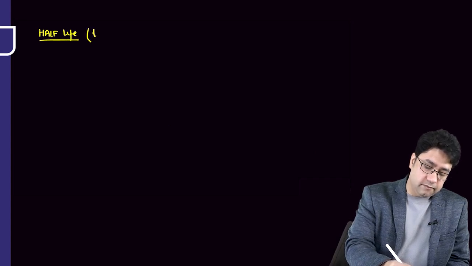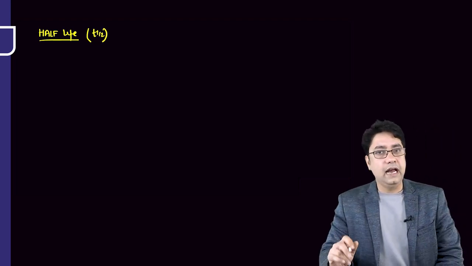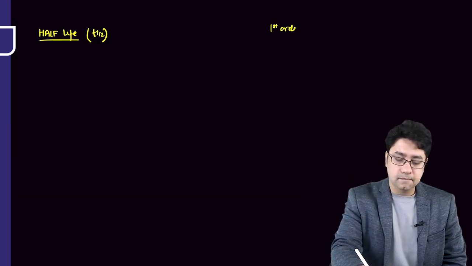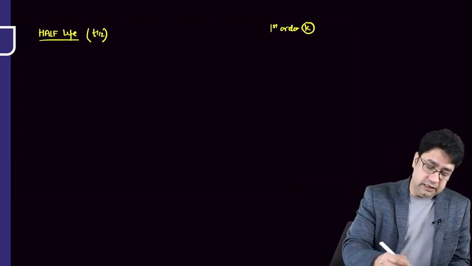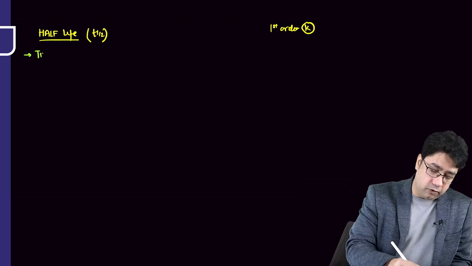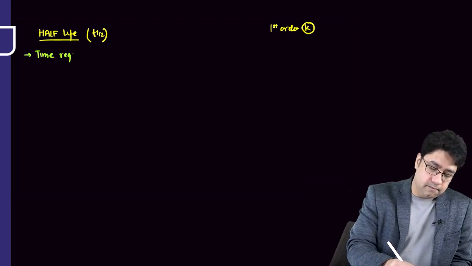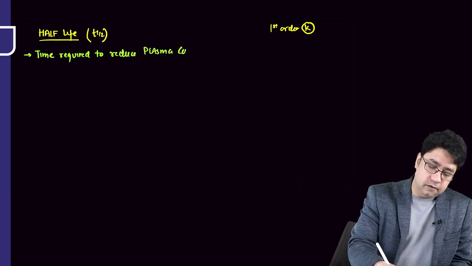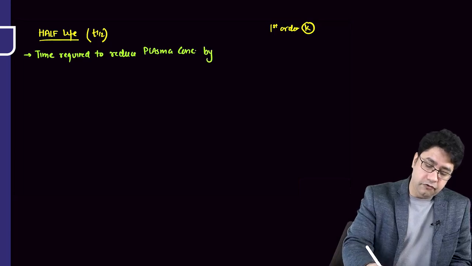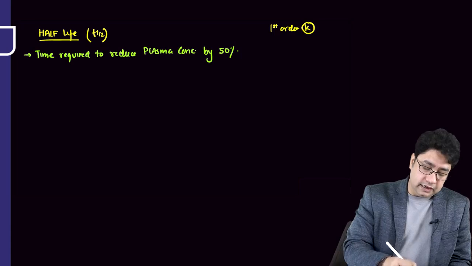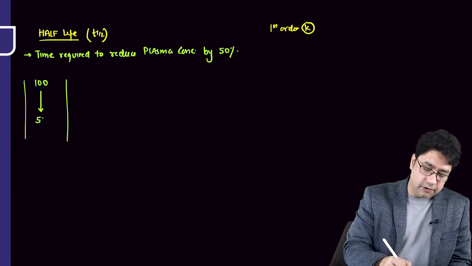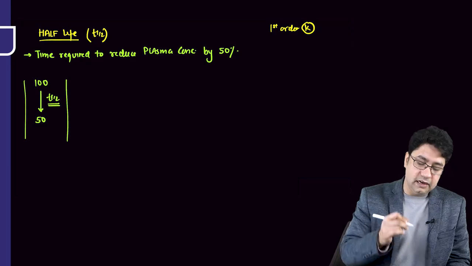That is T half. Okay? And we are discussing half-life in context of first order kinetics. So half-life means time required to reduce plasma concentration of a drug by 50%. That if a drug is present in plasma, in how much time it will become half. In plasma, this is half-life.